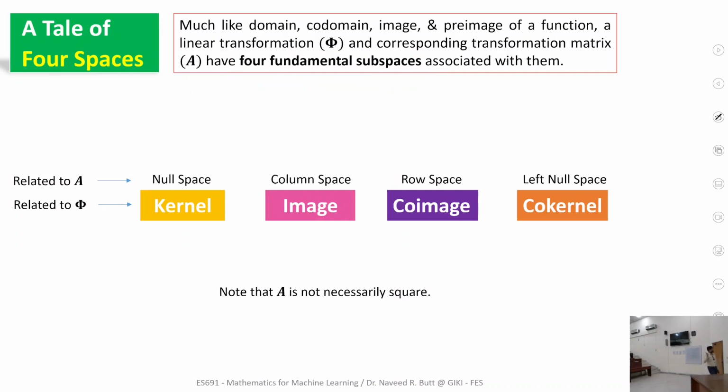These are the 4 fundamental spaces. You should be very intimately familiar with them. Okay, they are kernel, image, co-image, co-kernel. Okay, so that's when I talk about the transformation. If I talk about its corresponding matrix, I will talk about null space, column space, row space, and left null space. Yeah, A is not necessarily square, fine.